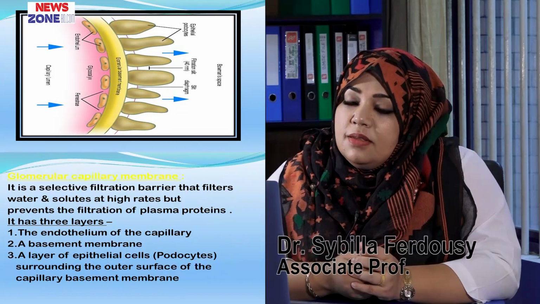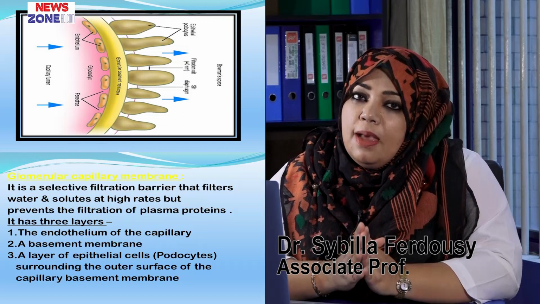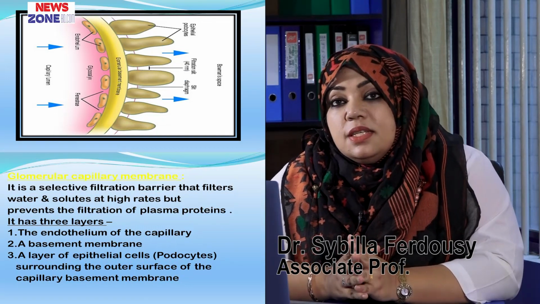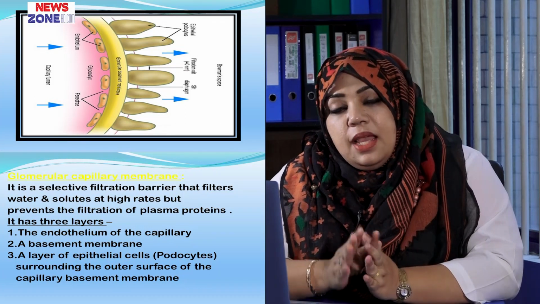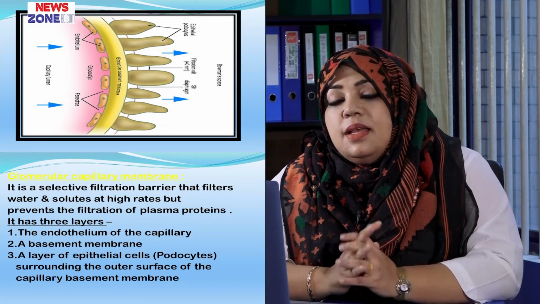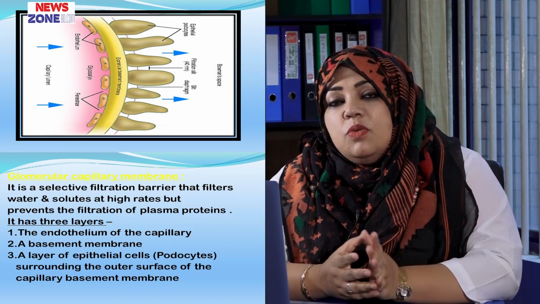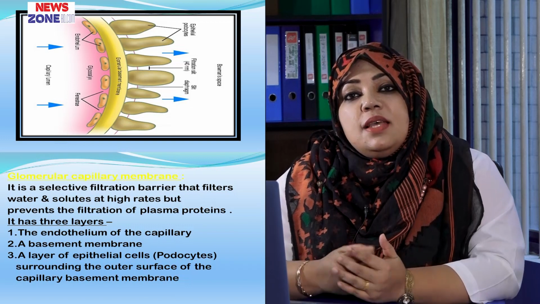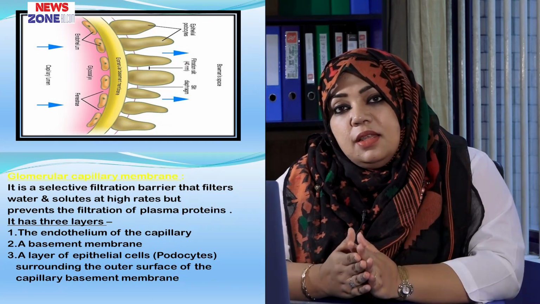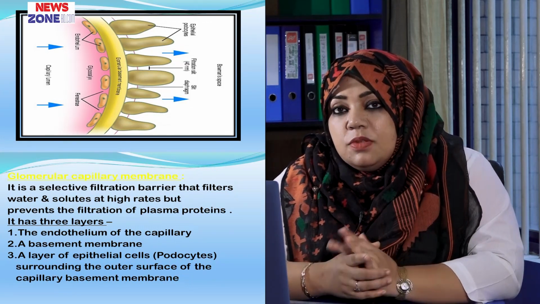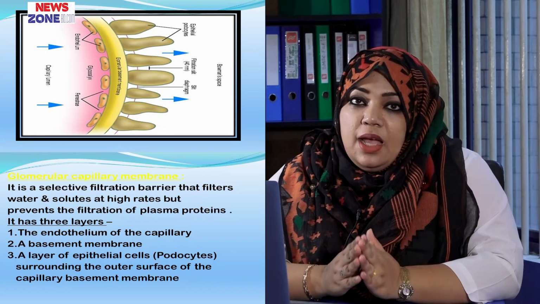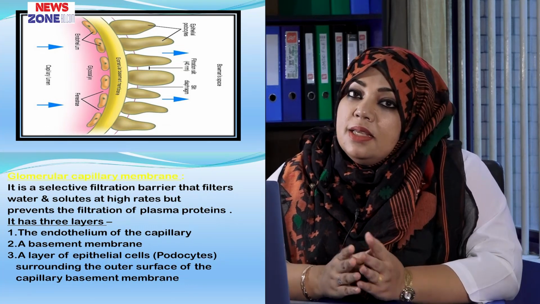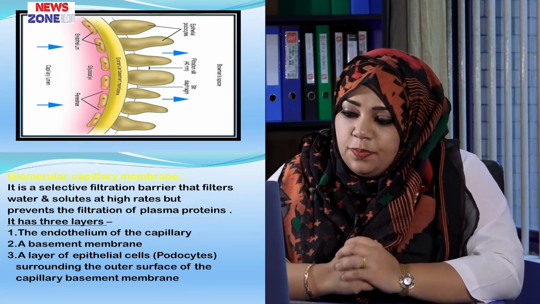The glomerulus, which is the glomerular capillary bed, has a high hydrostatic pressure. It is about 60 mm mercury. And the peritubular capillary bed has a low hydrostatic pressure, which is only about 13 mm of mercury. So this high hydrostatic pressure in the glomerular capillary helps in filtration, and the low hydrostatic pressure in the peritubular capillary is helpful for reabsorption.